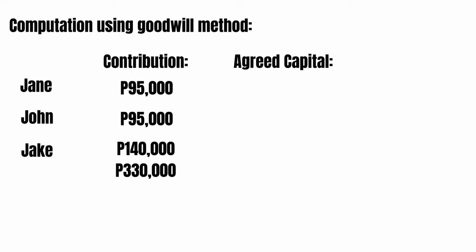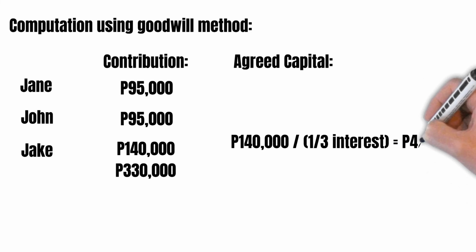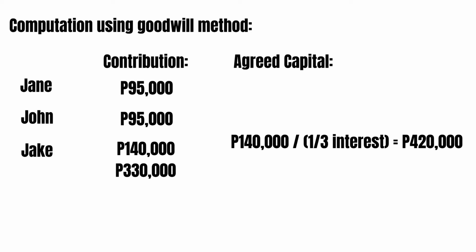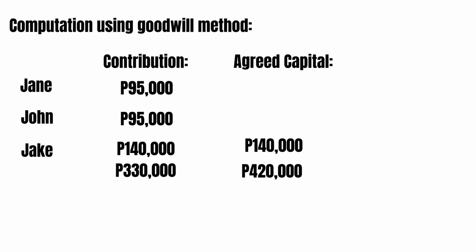Using Goodwill method, our basis of agreed capital will be Jake's capital contribution, which is 140,000 pesos, equivalent to 1/3 capital interest in the partnership. To get the total agreed capital, we will gross up the 140,000 pesos. 140,000 pesos divided by 1/3 capital interest equals 420,000 pesos. We divide it by 1/3 capital interest, because based on partners' agreement, each partner will have an equal capital interest, and 1/3 represents Jake's capital interest. That's how we arrived at 420,000 pesos.